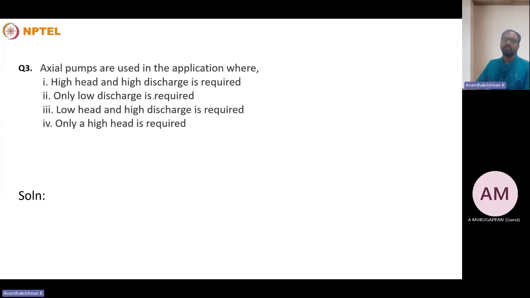So look into the third problem. It's a problem for the axial pumps. Axial pumps are used in applications where: high head and high discharge is required; only low discharge is required; low head and high discharge is required; only a high head is required. It's an application-based problem. Option 3 is correct. Low head and high discharge.